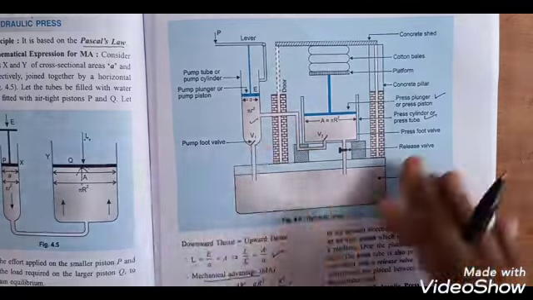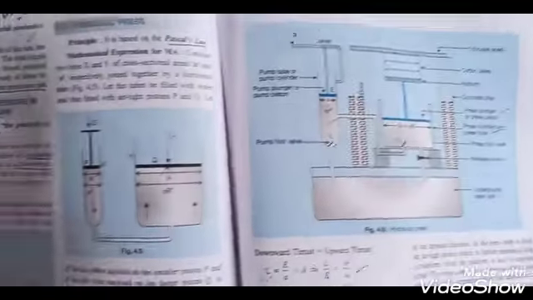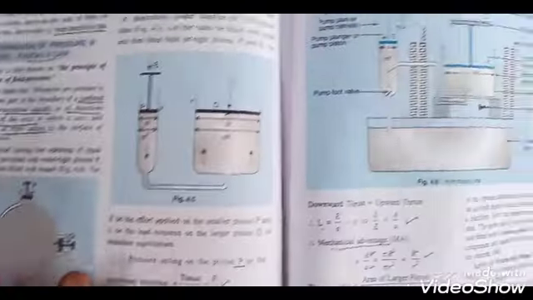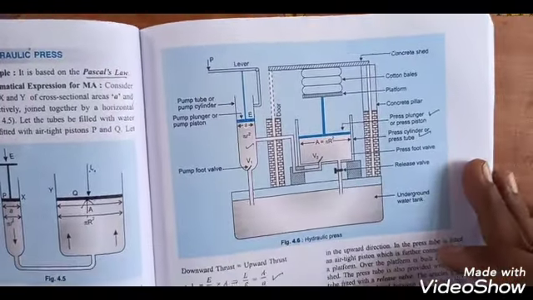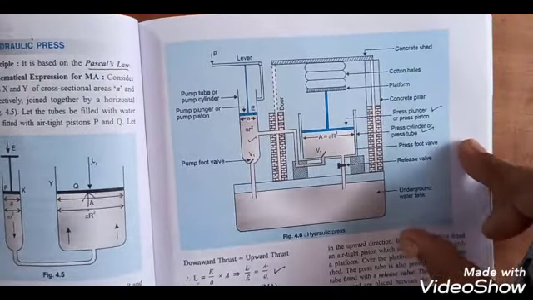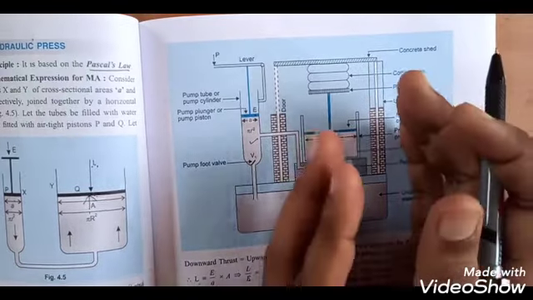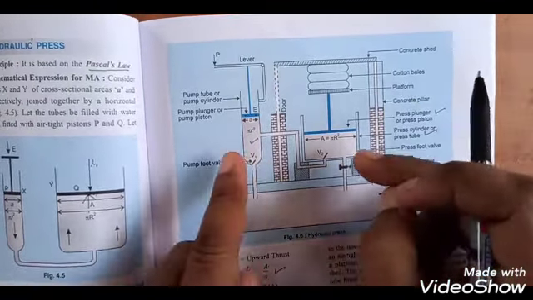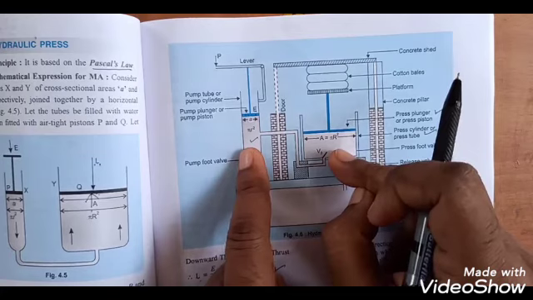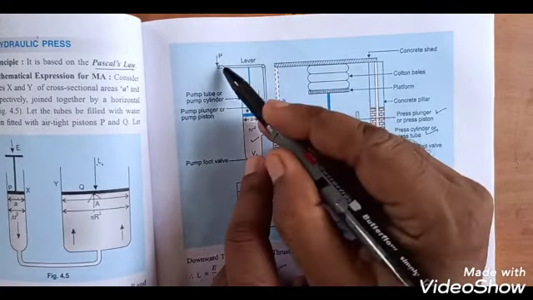Right, this is the general construction of that. And just see that here also two cylinders, here also two cylinders only. So the principle is the same. Now in this diagram actually there are two machines. One is the press, that is the hydraulic press, and another one is this handle.